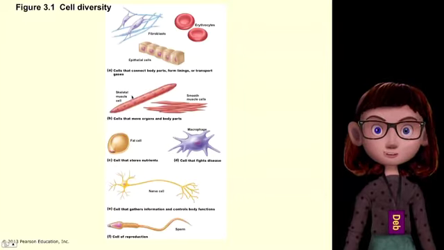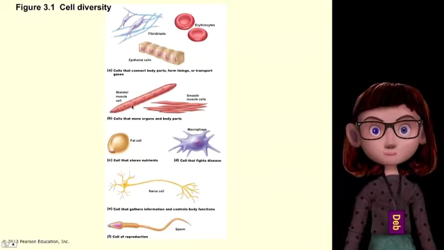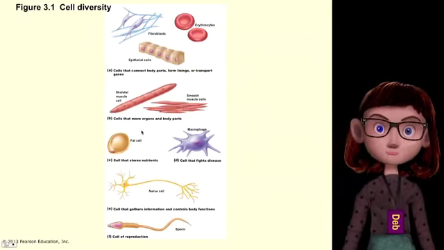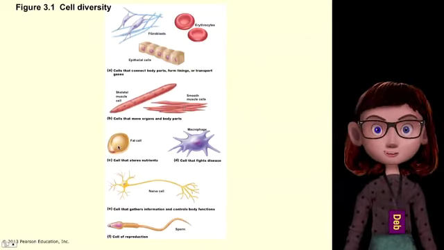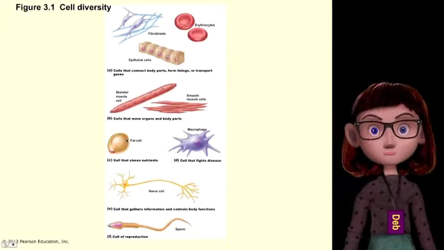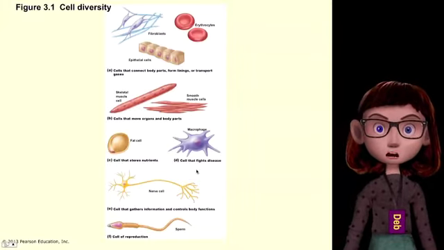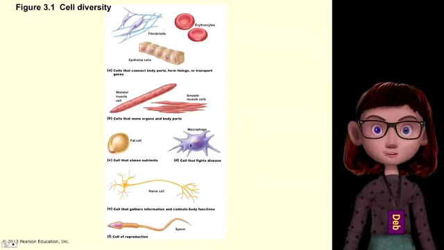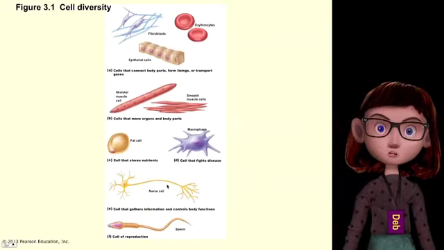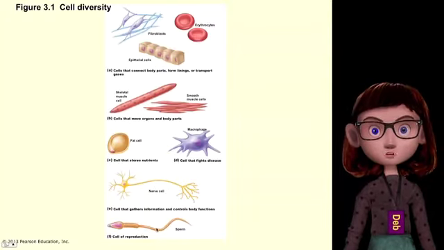Then here we have B. These are cells that move organs and body parts, skeletal muscle, smooth muscle cells. This is a cell that stores nutrients, a fat cell, or an adipocyte. This type of cell fights disease. It's called a macrophage. Here you see a cell that gathers information and controls body functions, a nerve cell or a neuron. And here is the human sperm cell.